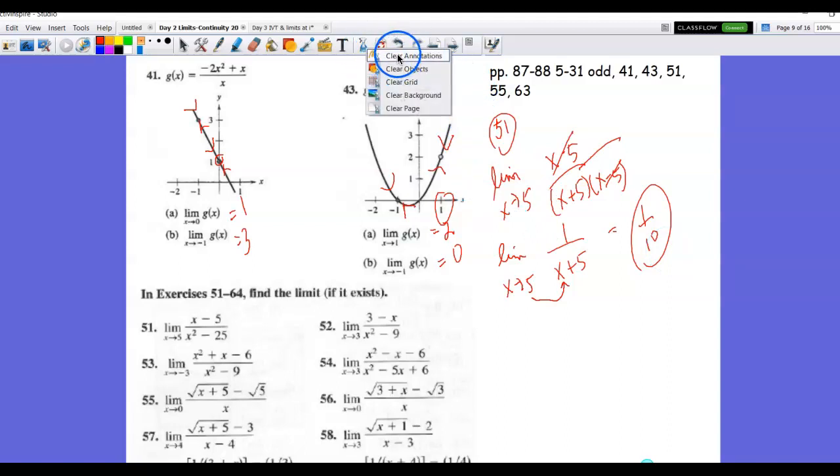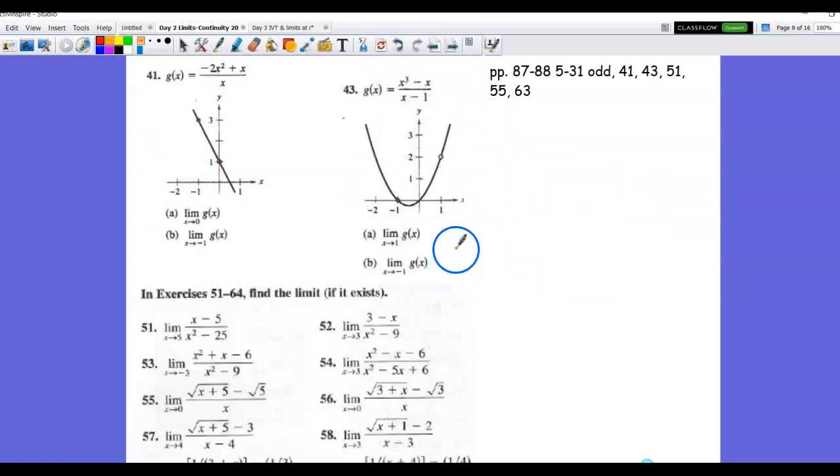Number 55. Oh, that's our nice rationalizing problem. So in number 55, we are finding the limit as x approaches 0 of the square root of x plus 5 minus the square root of 5, over x. Now the first thing I'm going to do, and hope and pray, is to try to substitute 0 into the function and use direct substitution. But we all know that division by 0 is undefined. I cannot substitute 0 into the denominator.